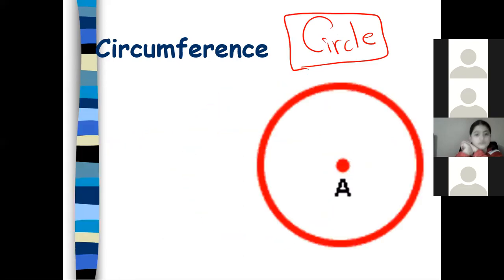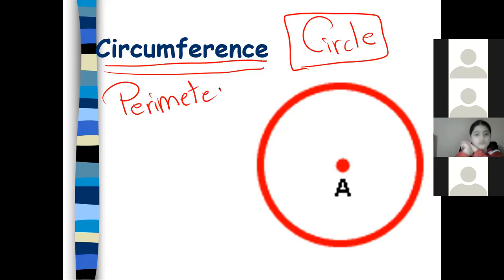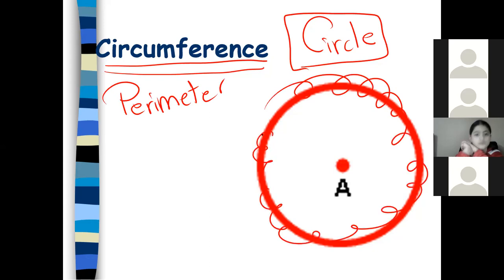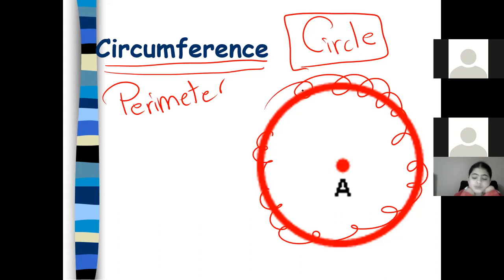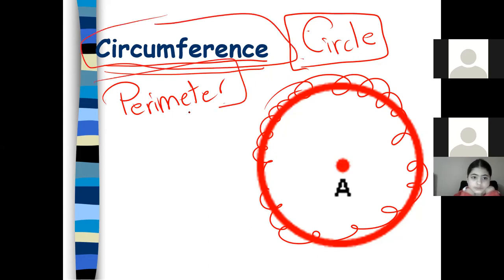Before we start, what do I mean by circumference? Circumference is the same as the perimeter of the circle. It is the distance around the circle. If in any question they ask you to find the circumference of a circle or find the perimeter, it is the same. The circumference is the same as the perimeter of a circle, which is the distance around this circle.